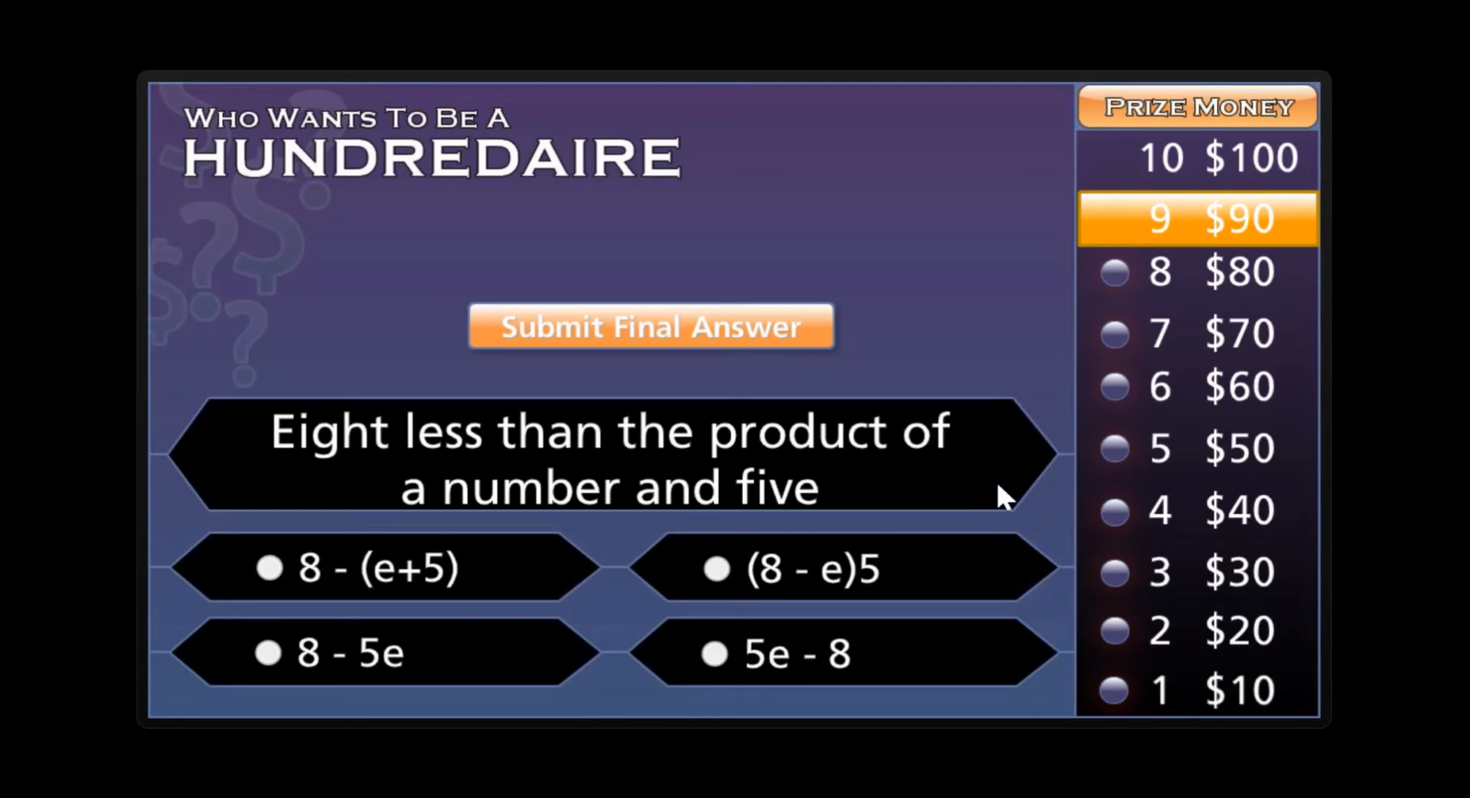8 less than the product of a number and 5. So 8 less is subtraction, and then product again is multiplication. So 8 less means subtraction, and product is a keyword for multiplication. So we should be getting the hang of this by now, and the answer would be this.